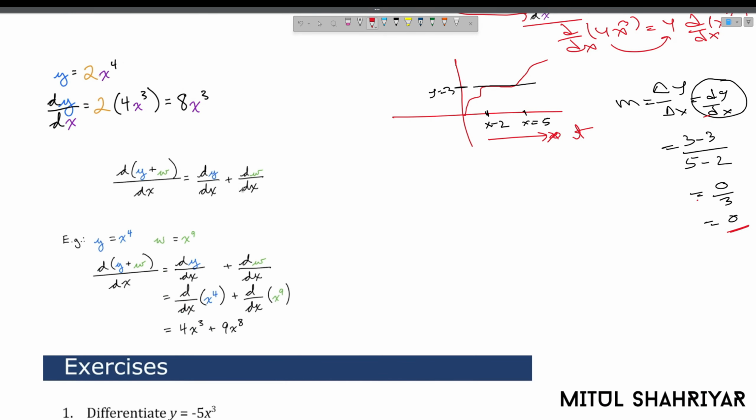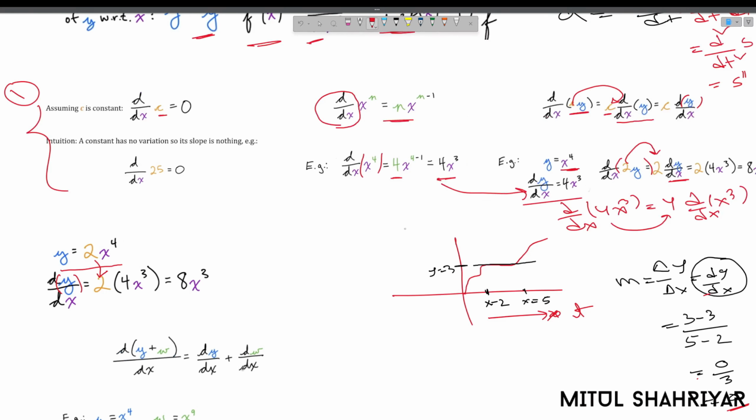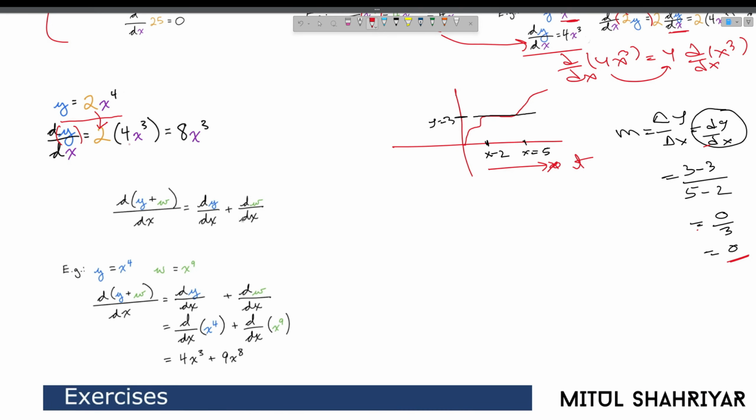Then y equals 2 x to the power 4. For this again we can follow the same thing. If we have the differentiation on y, 2 is a constant, so it will be on top here, no problem. Then we do it for x to the power 4, and we have seen it earlier: if we have x to the power 4, we get the differentiation value as 4x to the power 3. Then we can just multiply this constant, no problem.